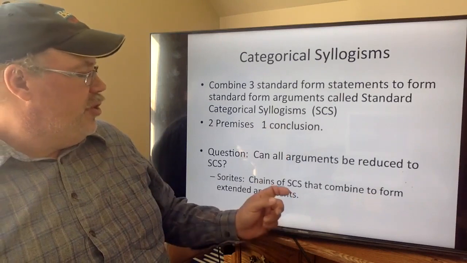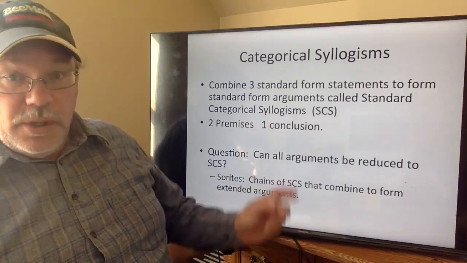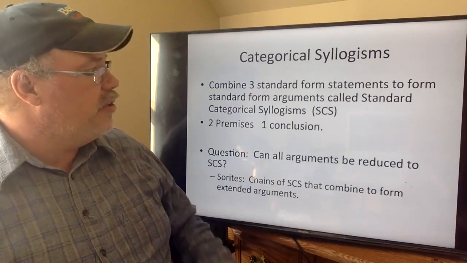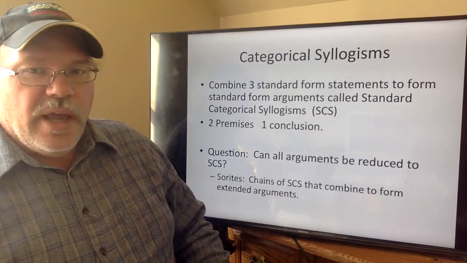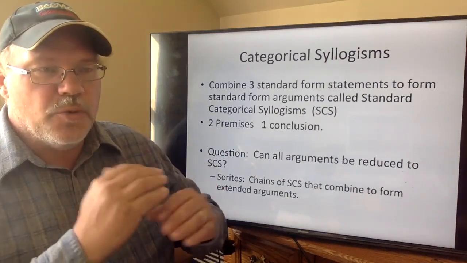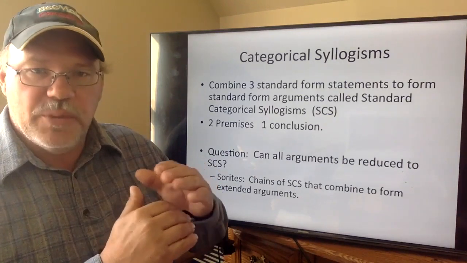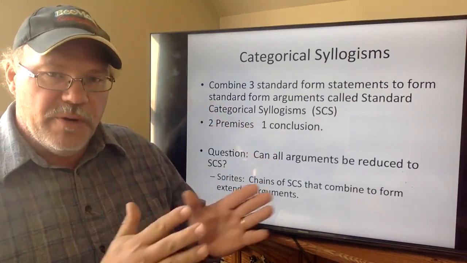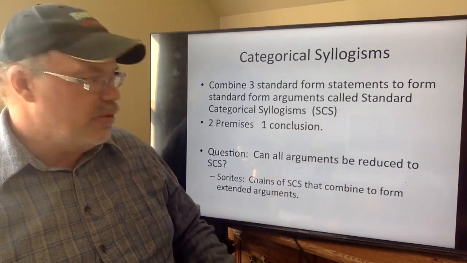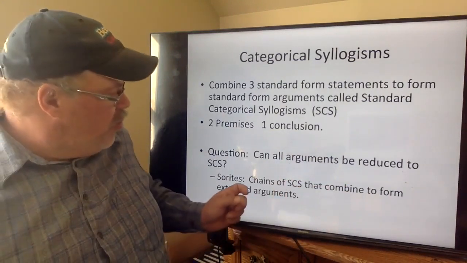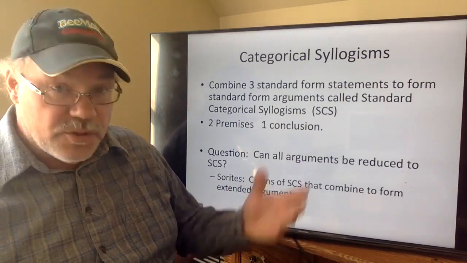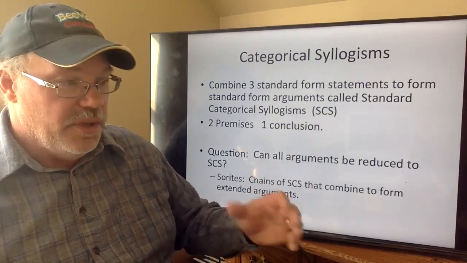But an obvious question can be, well, lots of arguments are really long and complicated. How is that going to work when you're telling me that these are exactly three standard form statements? The answer is that we can create chains where the conclusion of one argument becomes a premise of another, and we can build a pyramid or a chain of arguments such that each premise is justified by a prior argument. The fancy logic word for that is a sorites, which is just a Greek word for heap. So a pile of arguments can be combined.